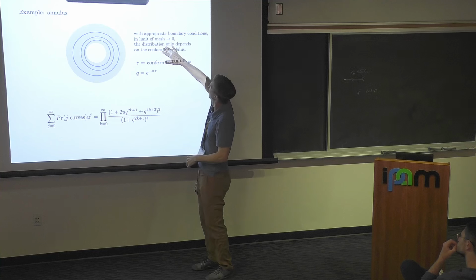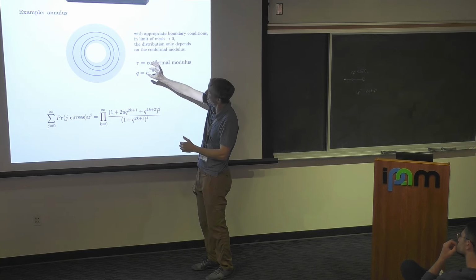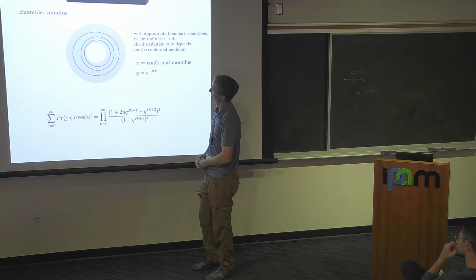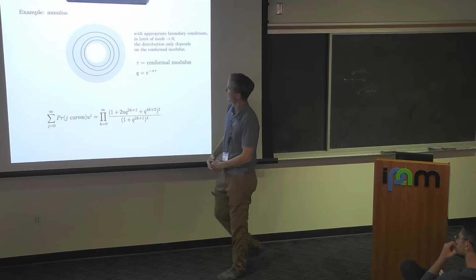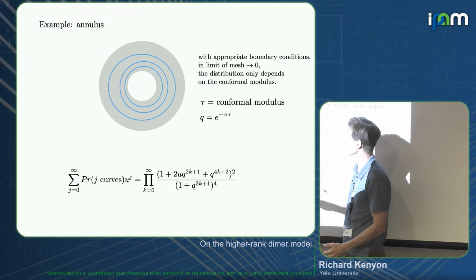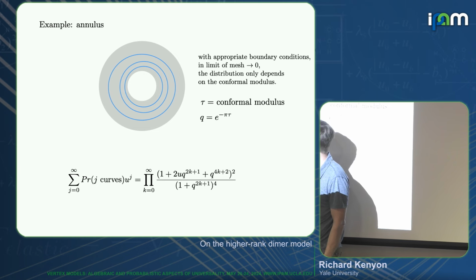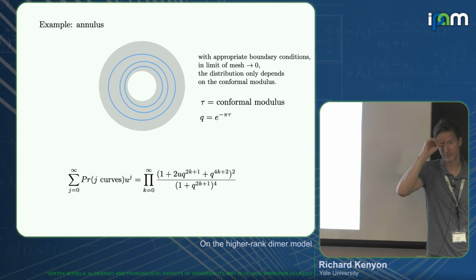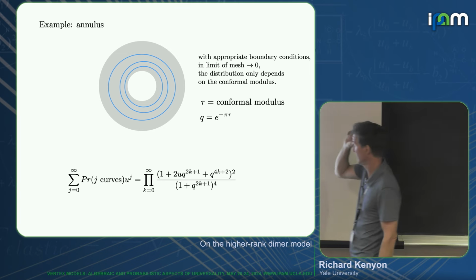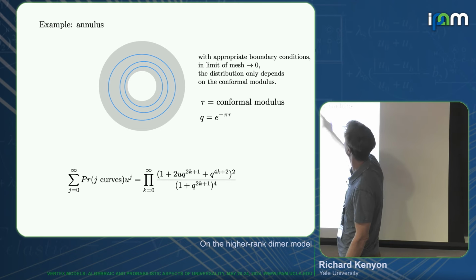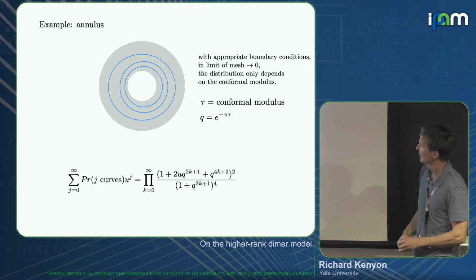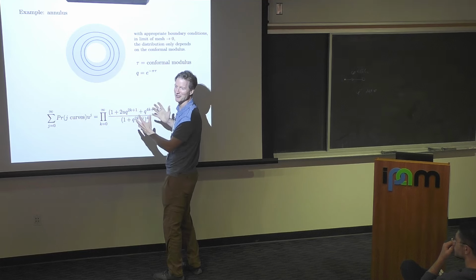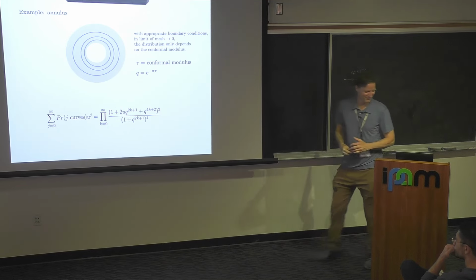And it turns out that in the scaling limit as the mesh size goes to 0, this distribution only depends on the conformal modulus of that annulus, and it has a very pretty formula. The probability that you get exactly J curves, if you make a generating function out of those probabilities, has a beautiful theta function expansion. Here Q is e to the minus pi tau. Tau is the conformal modulus of the annulus. So this formula is so pretty that I wanted to extend it to other Riemann surfaces, but it's very hard.